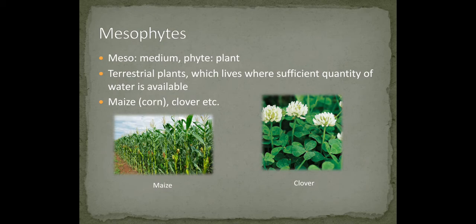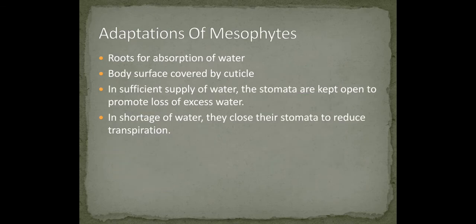The plants present around us, like rose, mango, apple, maize, corn, clover, these all are mesophytes. Most of the plants around us are mesophytes, and mesophytes have moderate water available in their environment, so they can absorb that water with the help of their roots. They have a properly developed root system. They have root hair with the help of which they can absorb water from the surrounding soil.